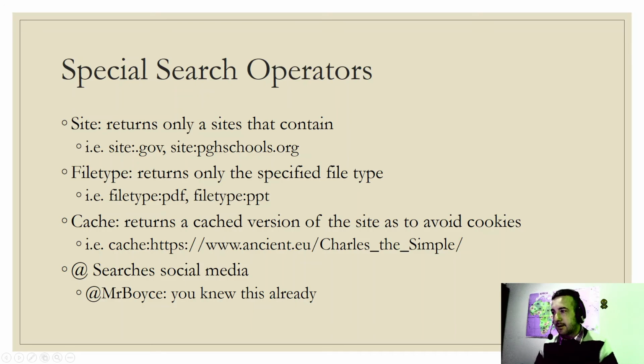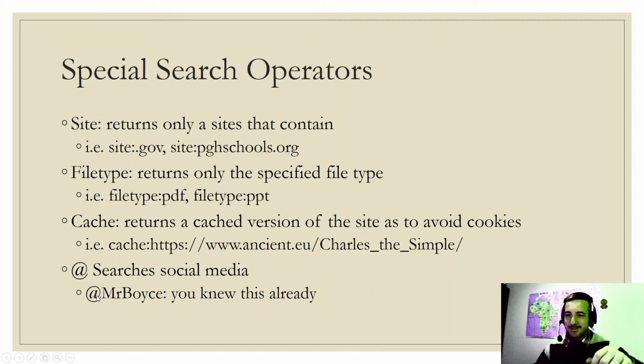So if I go to Ancient EDU, Charles the Simple, this is not going to be hosted on ancient.eu. This will be hosted on a Google search server. Truthfully, the way search engines work is they literally copy and scrape data from every single website, which is why you can search for things so fast. But if you try to search for a file on your computer, it seems like it takes forever. And then the at symbol, or the at mention, this just searches social media, but at Mr. Boyce, you already knew this.